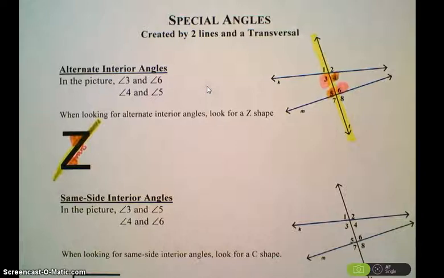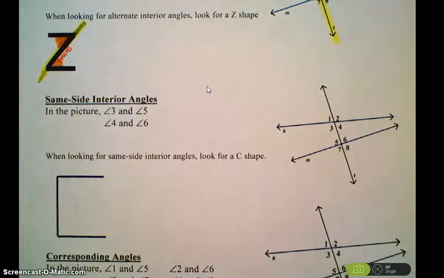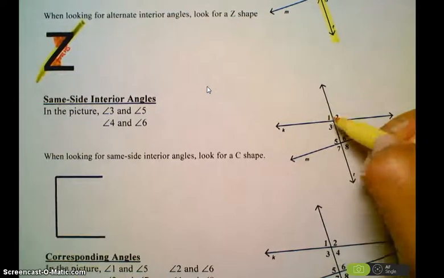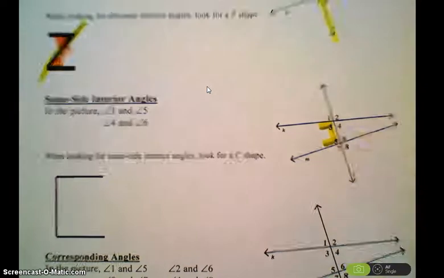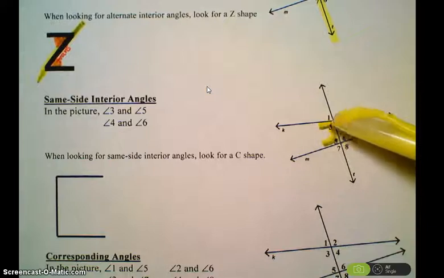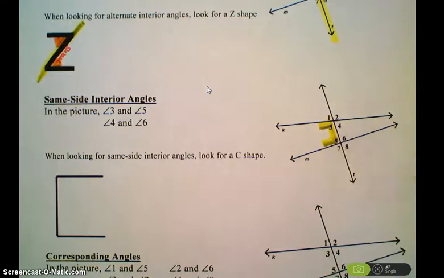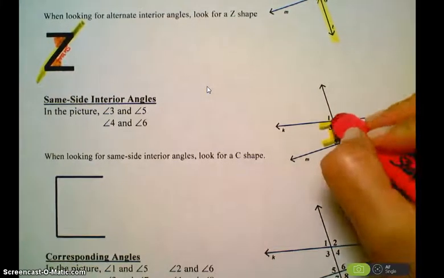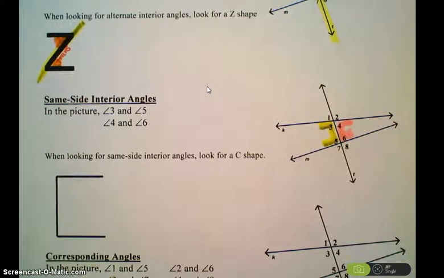Okay, so the second special angle pair is same side interior angles. Again, in the picture, our same side interior angles would be angle 3 and angle 5. And again, notice they're interior, they're in the space between the two lines. Same side because they're on the same side of the transversal. Both angle 3 and angle 5 are on the left side of the transversal. Angle 4 and angle 6 are on the right side of the transversal.